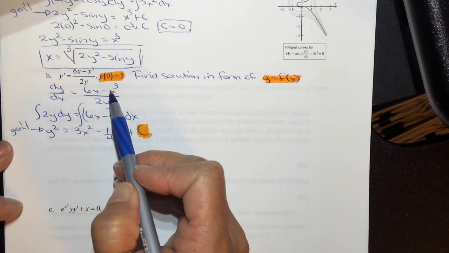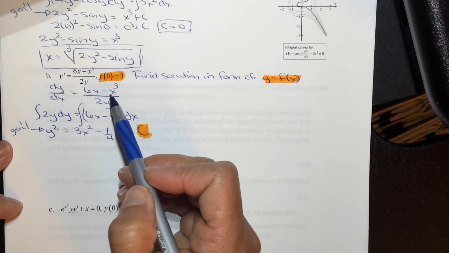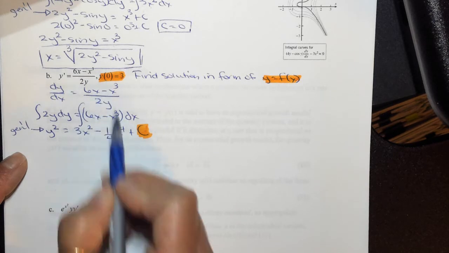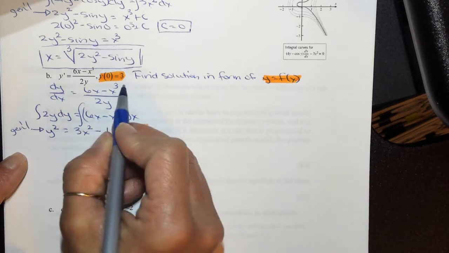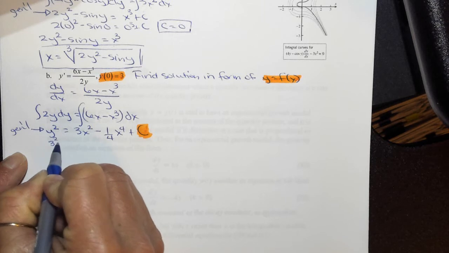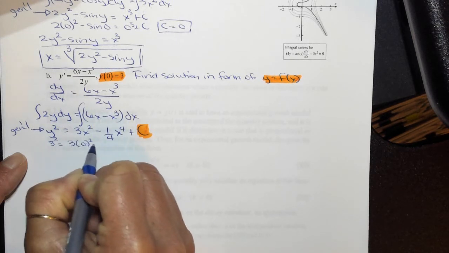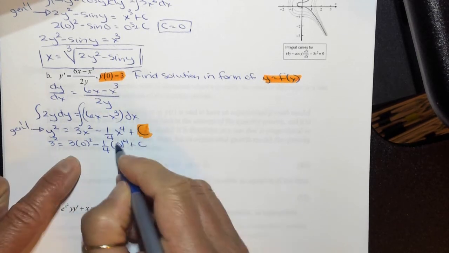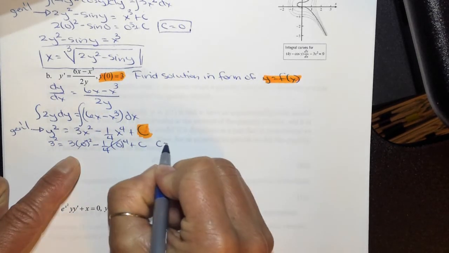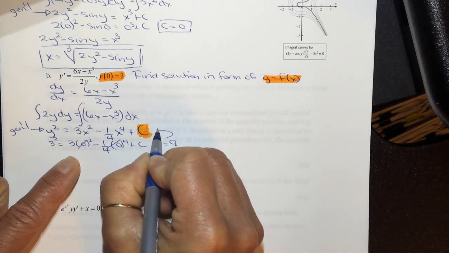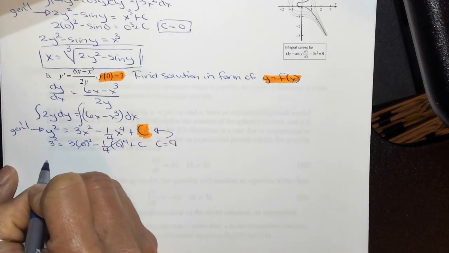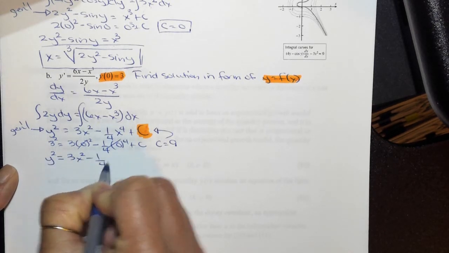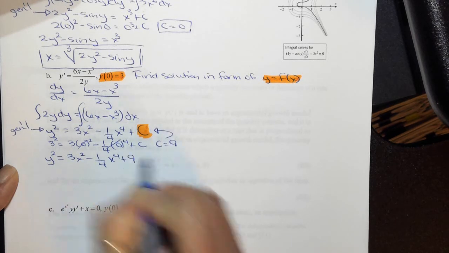Okay, so we're going to plug in. So plugging in 0 for x here and 3 for y, this becomes 3 squared is equal to 3 times 0 squared minus 1/4, 0 to the 4th plus c. On this side, these basically both go away, so we're saying that c is equal to 9. So we're going to plug that in right here. So the specific form of the equation that we're going to use is y squared is equal to 3x squared minus 1/4 x to the 4th plus 9.